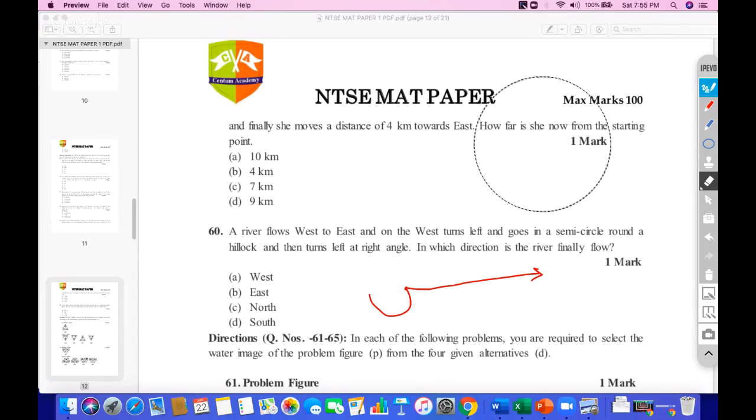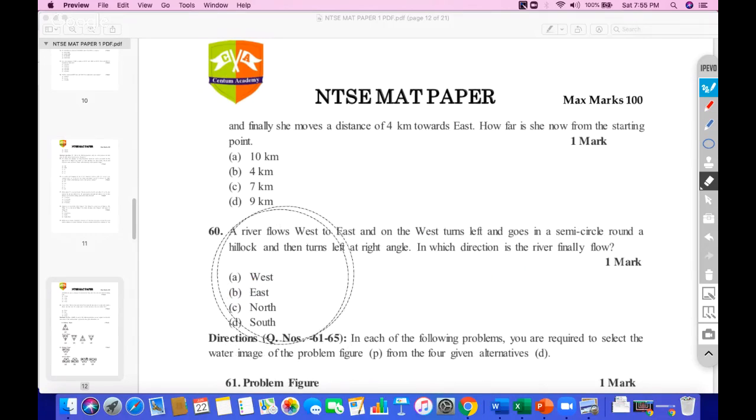One second. And then turns at a right angle. So it will go in the east direction. So answer is B. So this is it.